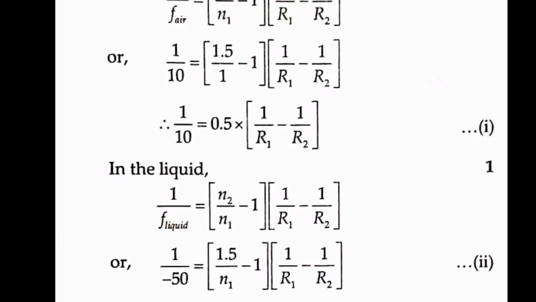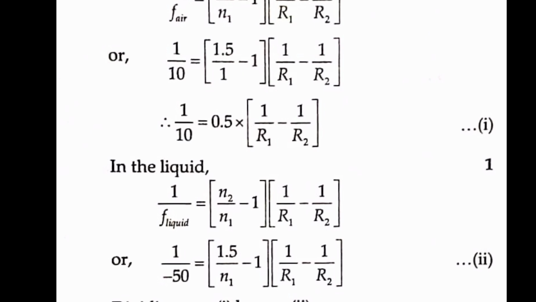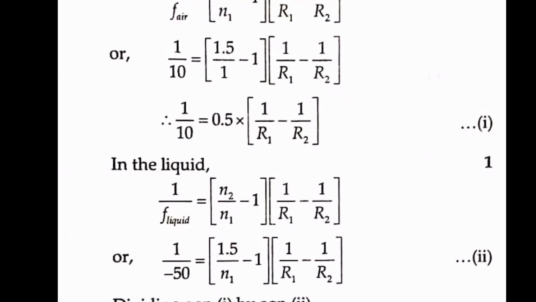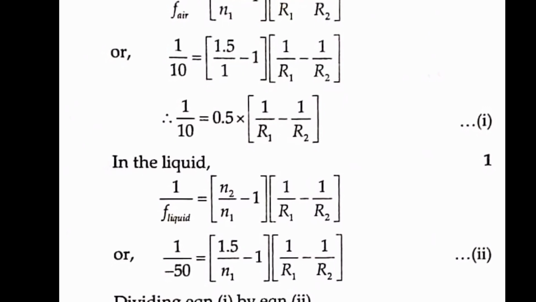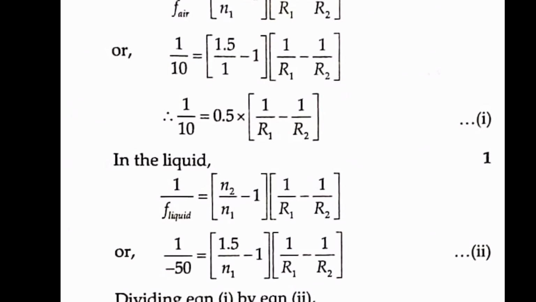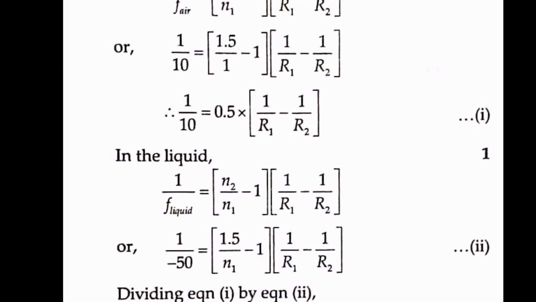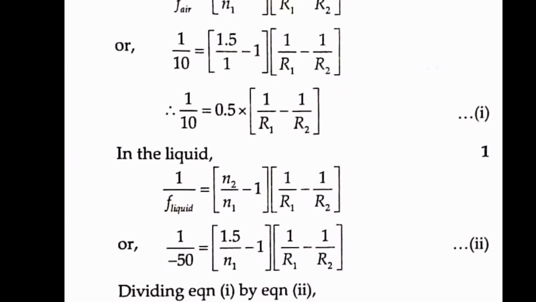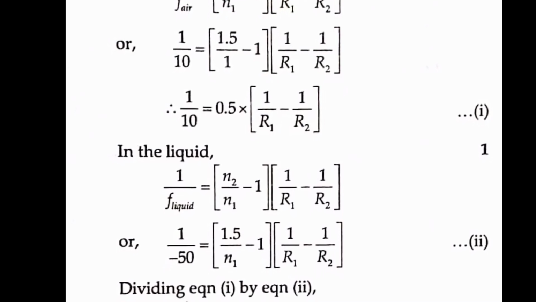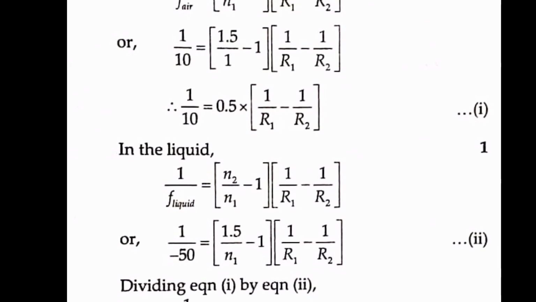Here, if we calculate, 1.5 by 1 minus 1 will be 0.5, into 1 by R1 minus 1 by R2. So this is our first equation: 1 by 10 is equal to 0.5 into 1 by R1 minus 1 by R2. This is the case of air.